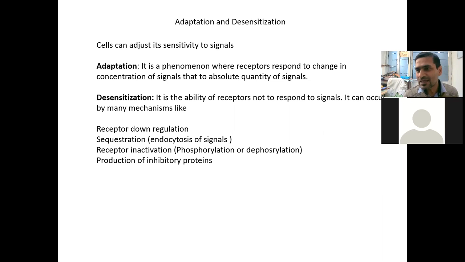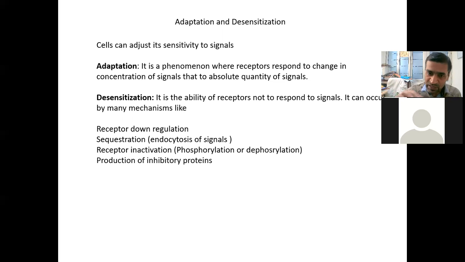In both these cases, there is a reduction in the response to a given signaling molecule. When we talk about desensitization, it can occur by several mechanisms: receptor downregulation, receptor sequestration, receptor inactivation, or production of inhibitory protein. So these are different mechanisms. For example, receptor downregulation. What is receptor downregulation? It is responsible for desensitization.